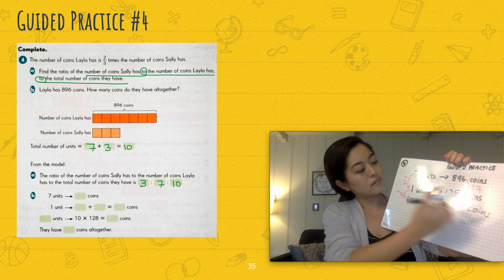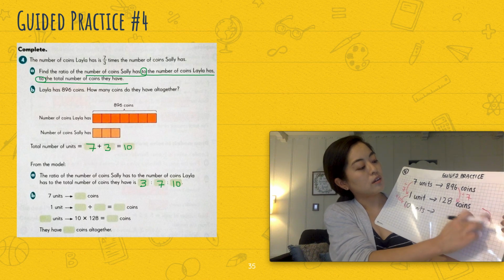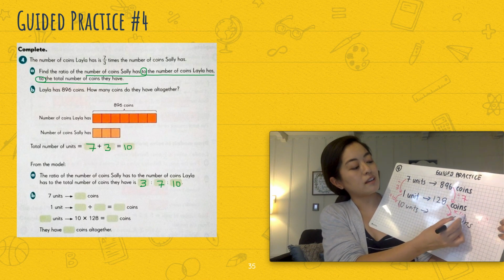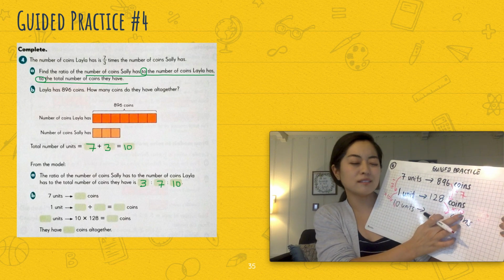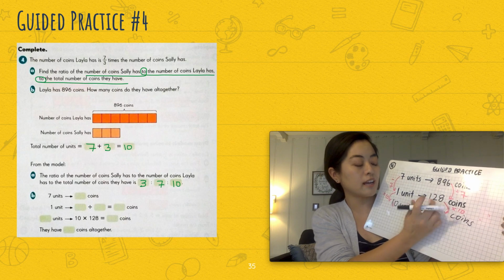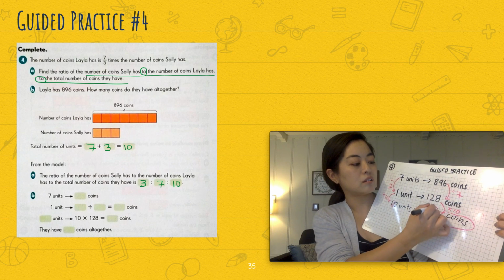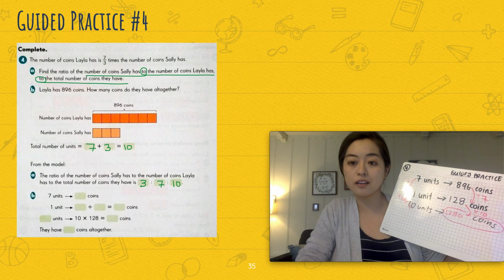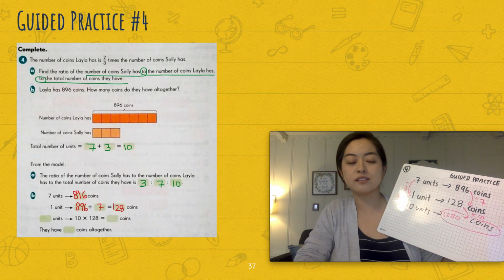Whatever I do on this side, I have to do on the other side. I have to multiply 128 by 10. Oh, and that's easy to do. Whenever I multiply by 10, I take whatever I'm multiplying and add a 0. So, in total, they have 1,280 coins. And it's written here for you.